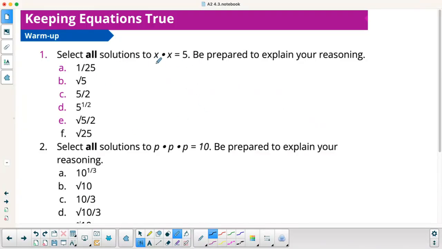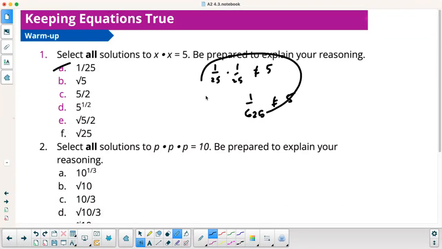All right, so our warm-up. Select all solutions to x times x equals 5. Be prepared to explain your reasoning. So 1/25. I'm going to just plug them in and work backwards here. If I plug it in, 1/25 times 1/25 is not equal to 5, because it's going to be 1 over 625, which is not equal to 5, obviously. So that's not right. I'm just going to erase them as I go here.